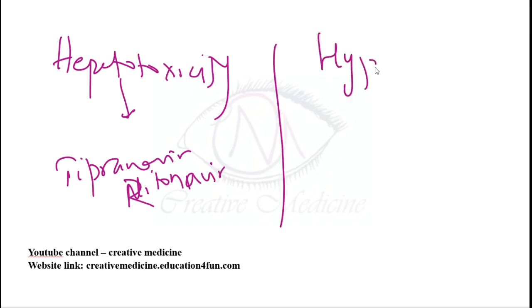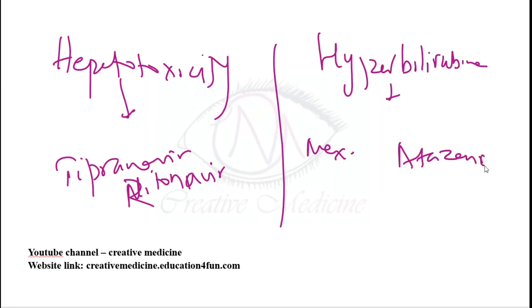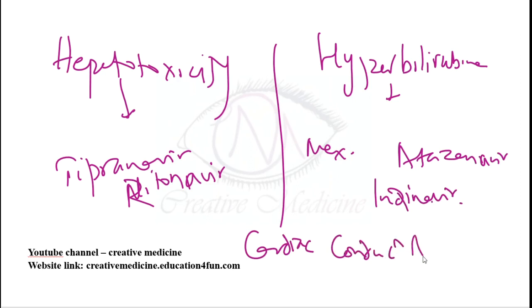Then we have hyperbilirubinemia. Hyperbilirubinemia is maximum with atazanavir and indinavir, and it also causes cardiac conduction abnormalities, like increased QT prolongation, which is seen with atazanavir and indinavir.